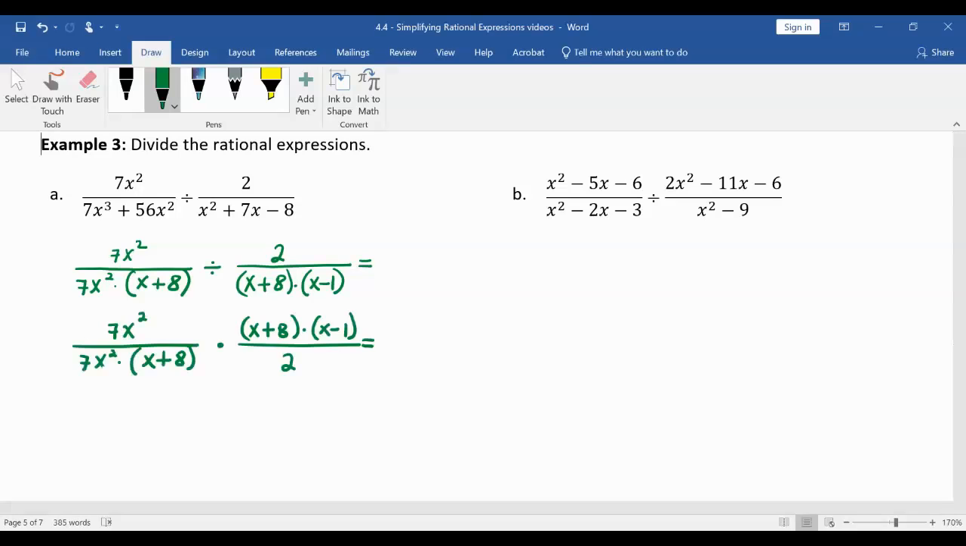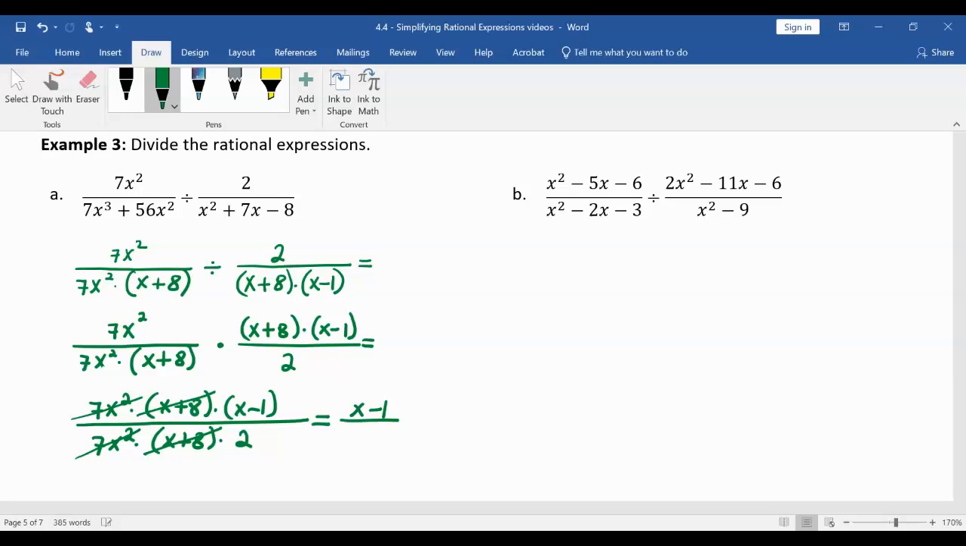Now that we flipped the second fraction, we can multiply straight across and we get 7x squared times x plus 8 times x minus 1 over 7x squared times x plus 8 times 2. The last step, we have to reduce terms that are in both the numerator and denominator. We can simplify with x plus 8 and also with 7x squared. Our answer is x minus 1 over 2.